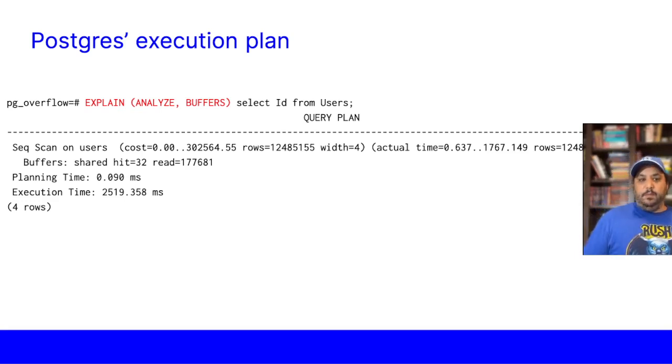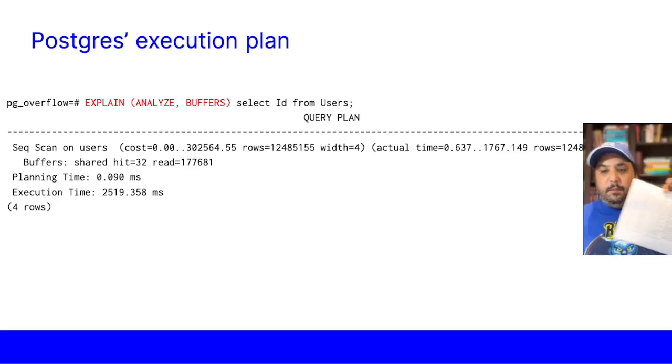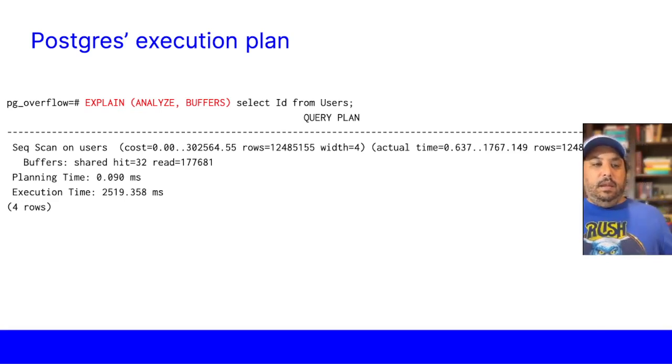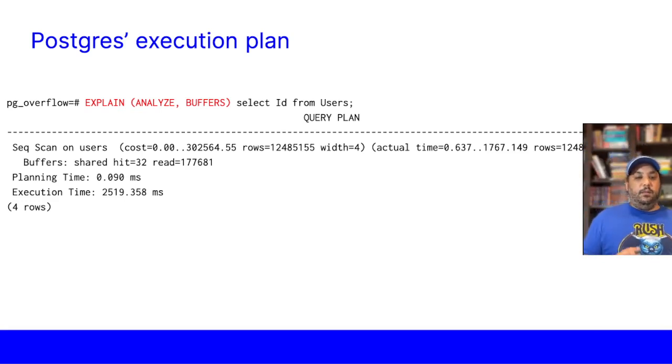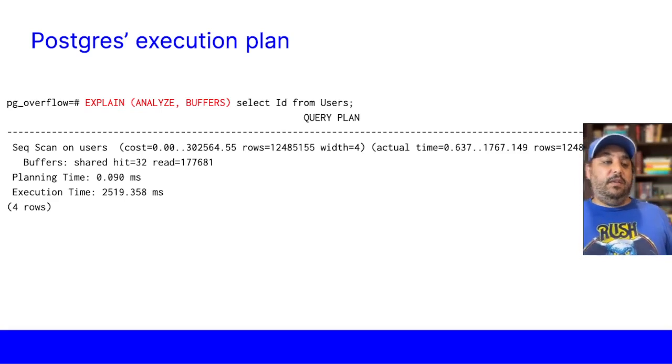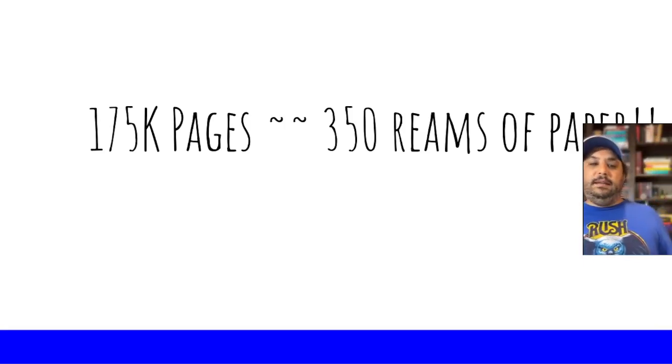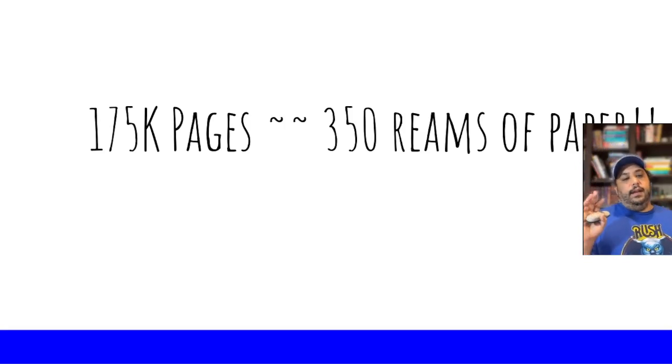And you might say, well, what's a buffer, right? So a buffer is essentially one 8K page. Postgres keeps pages in memory. If I said I needed to use one buffer for that query, you would know I used one 8K page. You can see in ours, we actually read about 175,000 pages. So there's a lot of data, right? There's about 12.5 million rows in this users table and 175,000 pages. 175,000 pages is like 350 reams of paper, right? That is quite the copy room if you were to store all that.